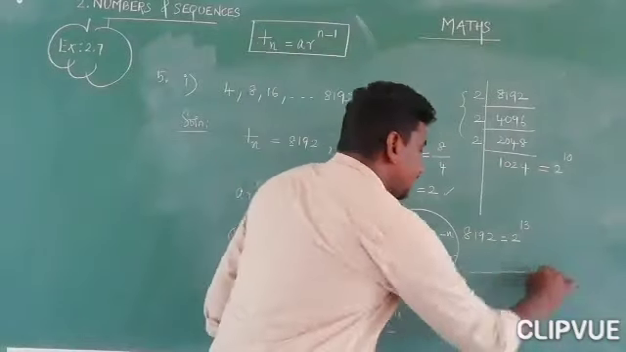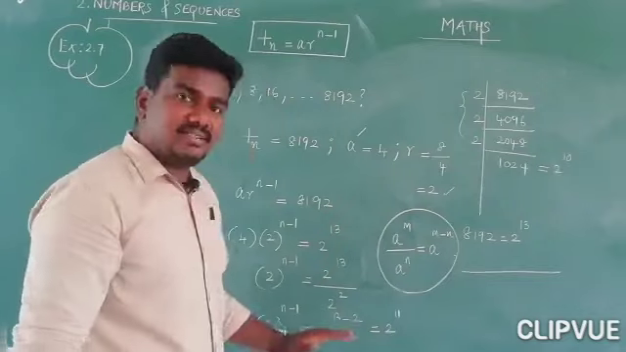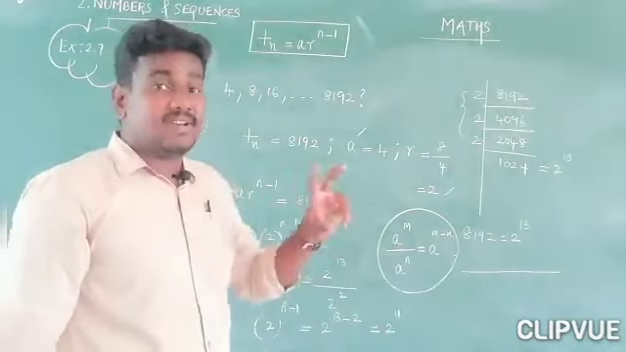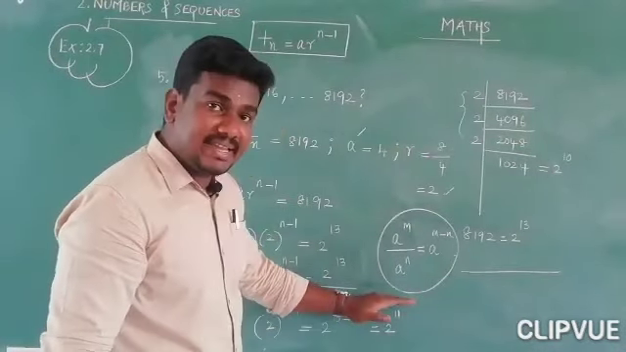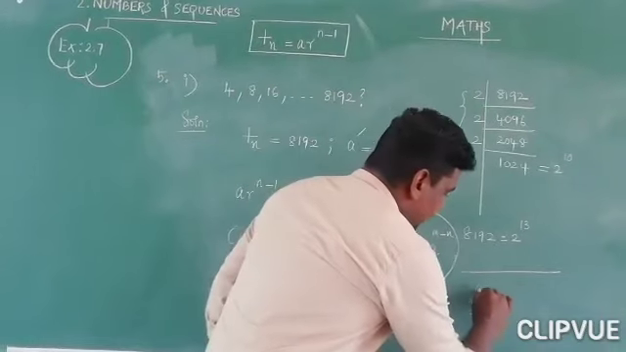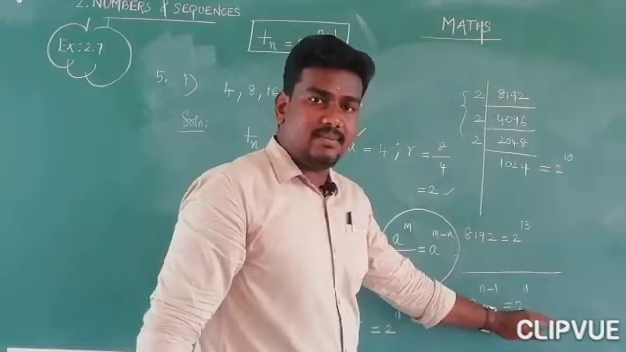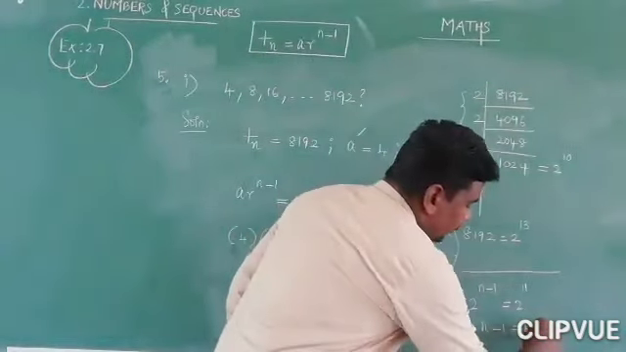See, both sides we have an equation, and both sides the bases are the same. So we can equate their powers. Powers must be the same, that is the concept. So 2 power n minus 1 is equal to 2 power 11. Bases are the same, so we can equate their powers. So n minus 1 is equal to 11.